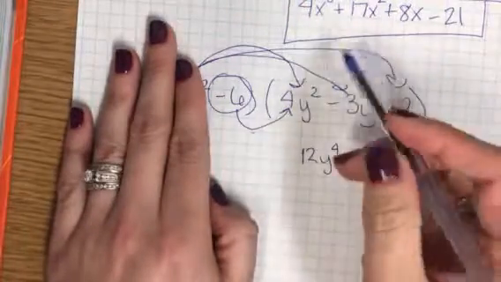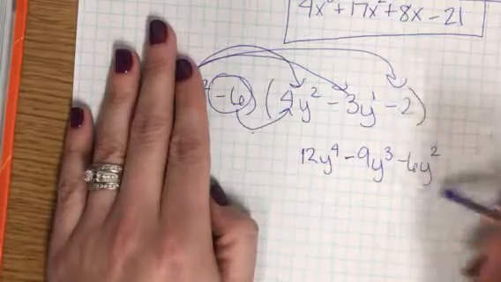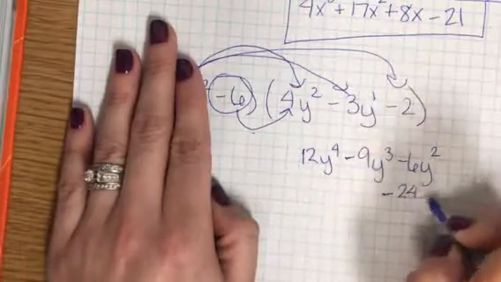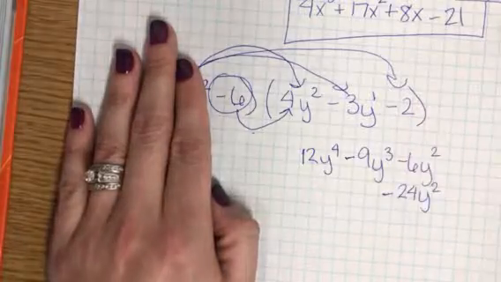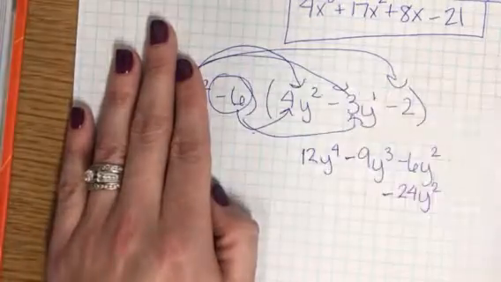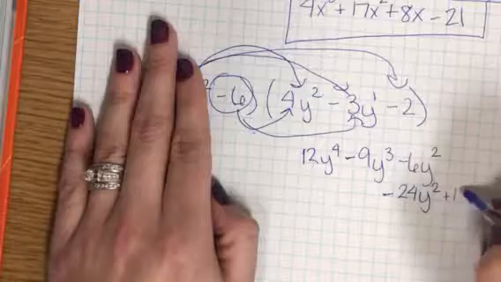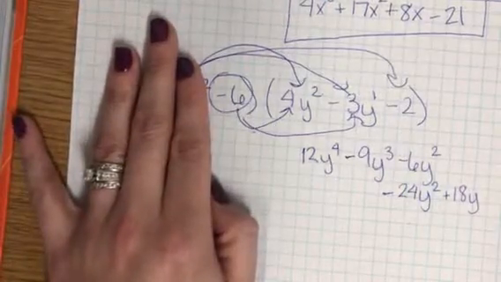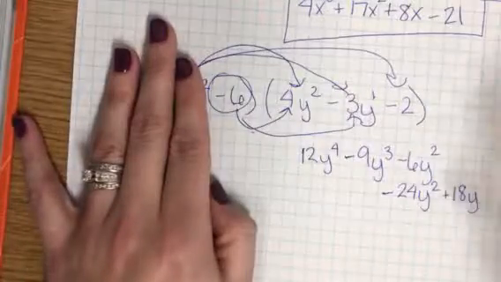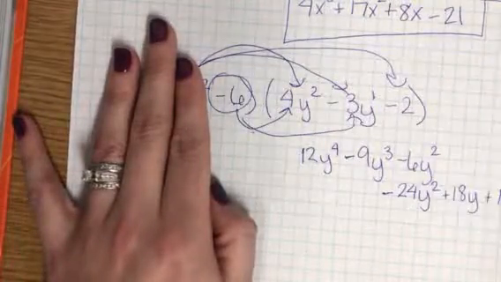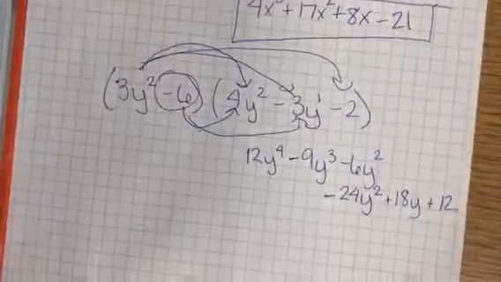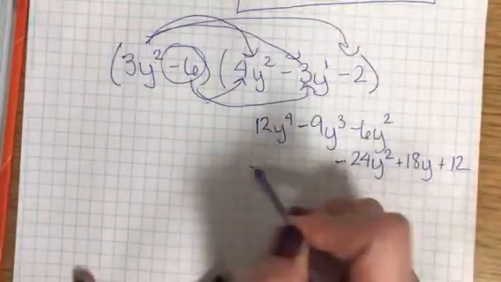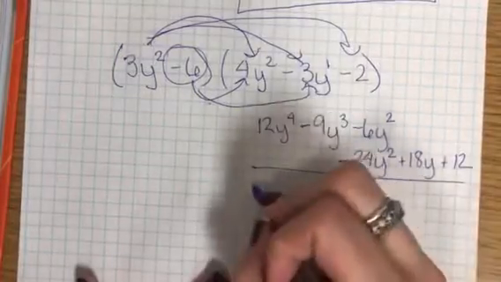Now, because this gives me a y squared, I'm going to start over here because that's its like term. Negative 6 times negative 3y will give us a positive 18y. That does not have a like term, so I'm sticking it over here to the right. And a negative 6 times a negative 2 will give us a positive 12. Neither of these had like terms, so I just kept continuing out over here to the right.